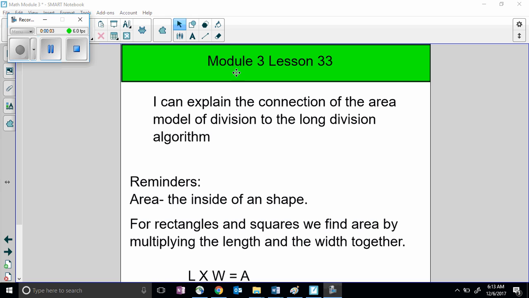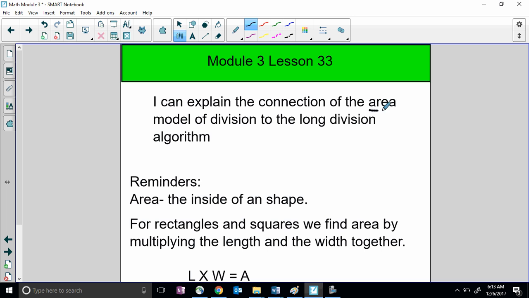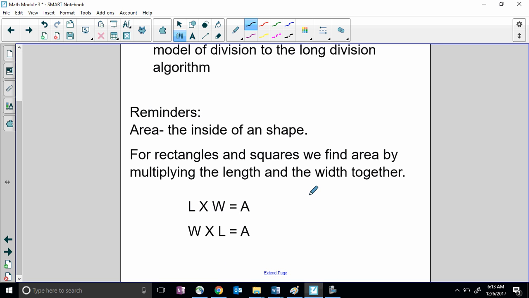Alright guys, so today is Module 3, Lesson 33. I can explain the connection of the area model of division to the long division algorithm. Reminders, area is the inside of a shape. The reason I'm choosing that is because eventually we will come back to area, and we've already done it a little bit this year, but this way you can remember. And for rectangles and squares, we find area by multiplying the length and the width together. So we know that we could switch these for multiplication, and it wouldn't matter.